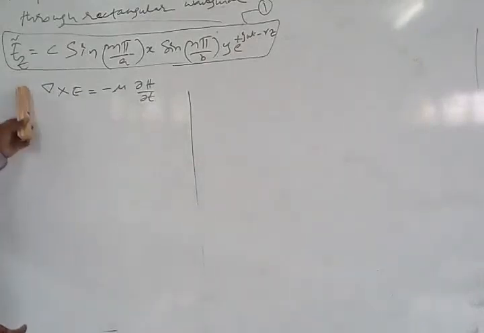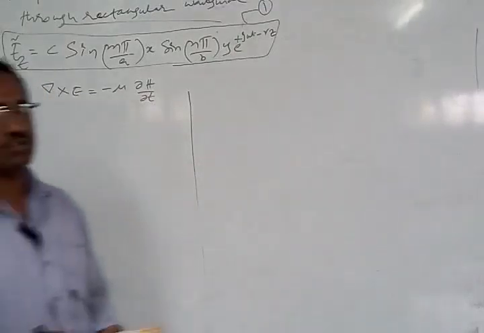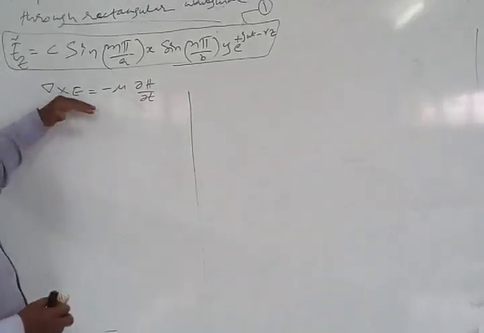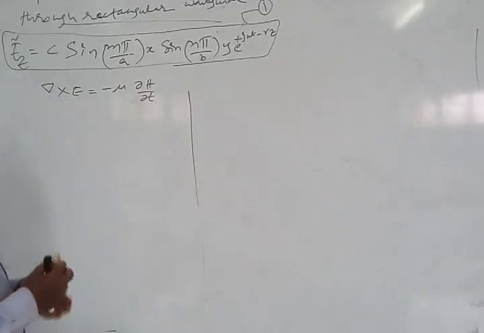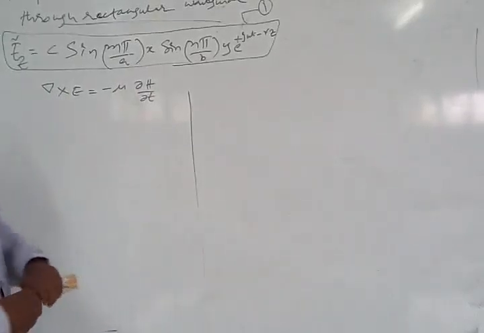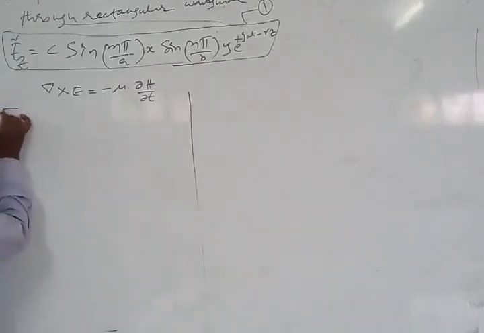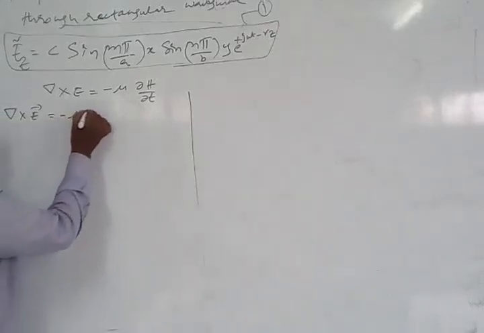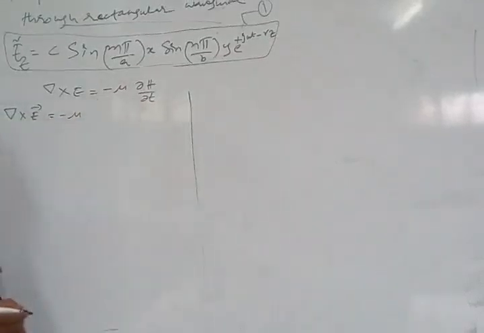Now we have to get the expressions for Ex, Ey, Hx and Hy from this particular Ez equation. So that we can get by solving the Maxwell's equations. So we'll start going towards solving the Maxwell's equations. So this equation, what I can write now, del cross E is equal to minus mu dou by dou t of H.